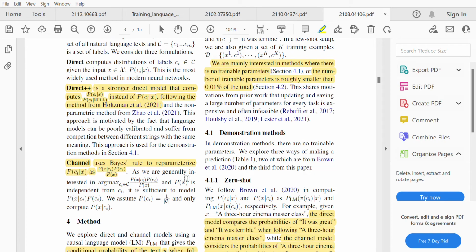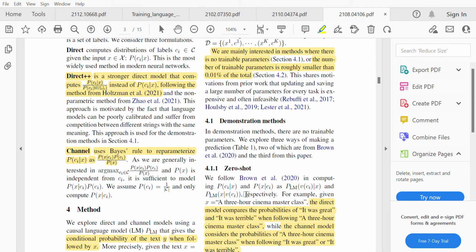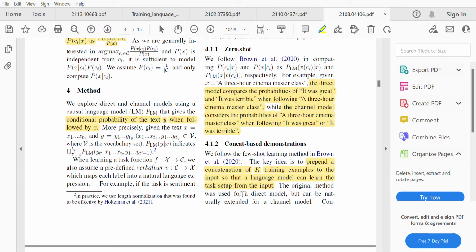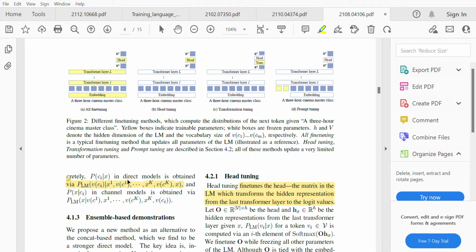They're interested in methods where there are no trainable parameters, or the number of trainable parameters is roughly smaller than 0.01% of the total. So you can imagine a zero-shot setting for this. You can also imagine a concat-based demonstration. Concat-based is kind of like an analogy, where you have your inputs and labels for however many K examples you want, and then you have your new input, and you're saying, hey, predict the label from this, right? That's what they're showing here.